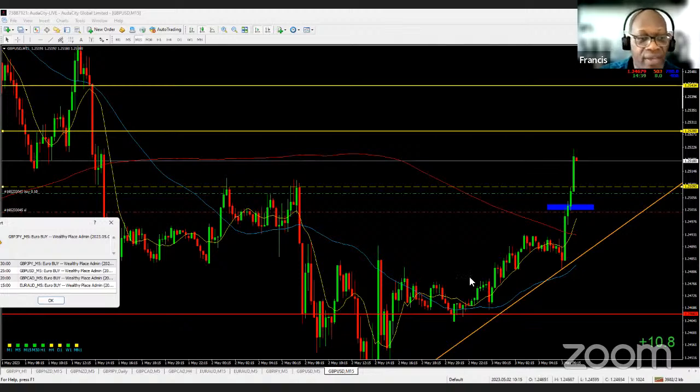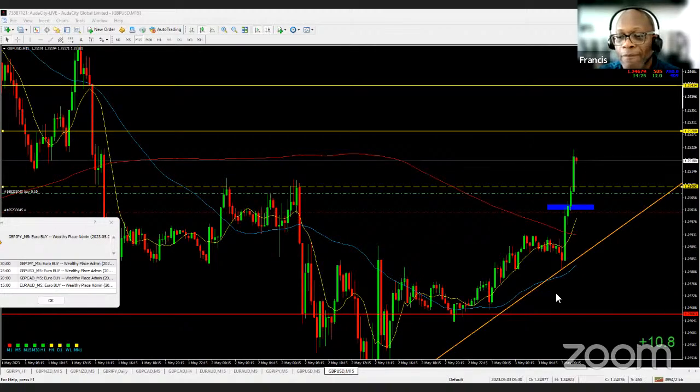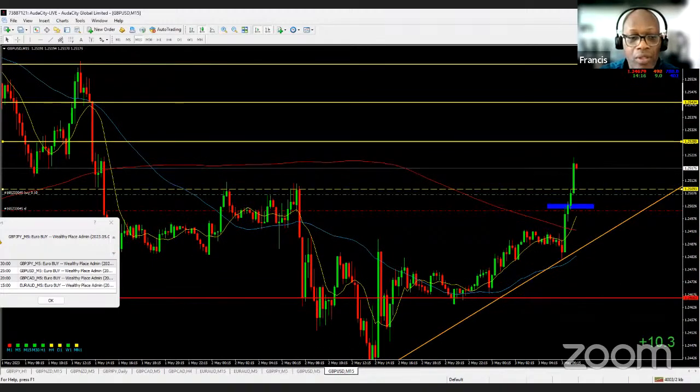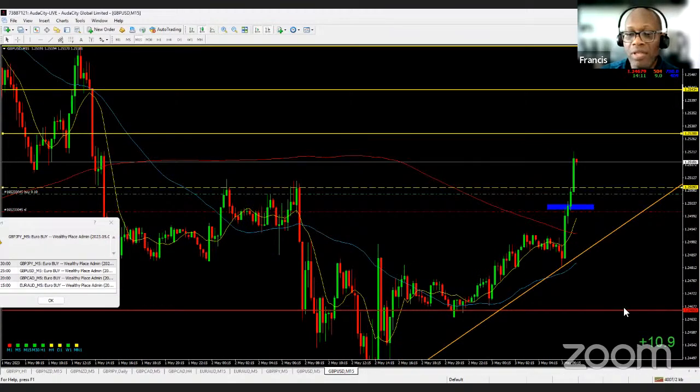So hopefully this is not a fake out. A fake out is when it breaks out of a range or breaks to a new high and then comes back into where it started. I did say, guys, that there are a lot of news events this week. The news calendar is littered with red folders.